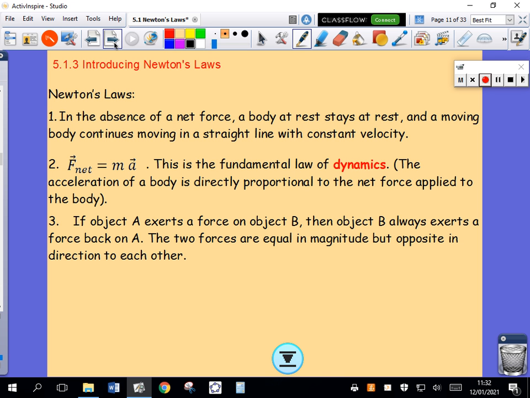In the absence of a net force, a body at rest stays at rest, and a moving body continues moving in a straight line with constant velocity. That's important. So if something is at rest, it'll stay at rest, unless some force acts upon it, unless some kind of pushing or pulling force acts upon it. And a moving body continues moving in a straight line with constant velocity. So if something's moving and there's no net force, well, it will continue moving in a straight line with constant velocity.